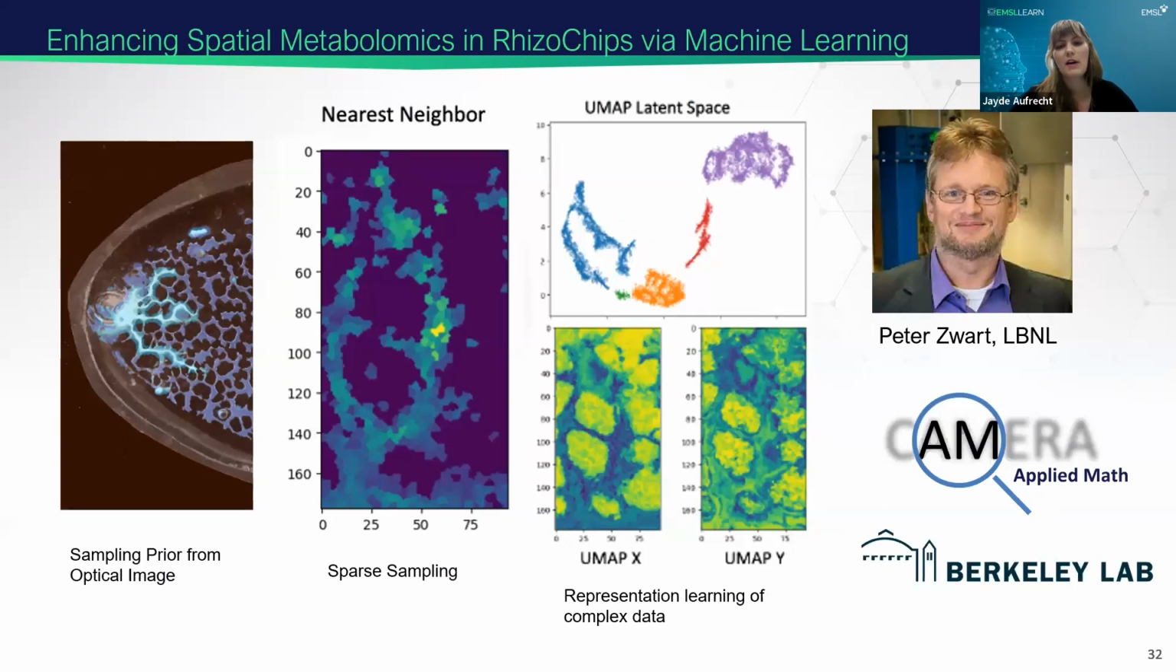So we've been working with Dr. Peter Zor at Berkeley Lab and a part of Camera to try to reduce this data dimensionality and understand the correlation between different metabolites and organisms, also using machine learning methods, and also to help make the mass spec data analysis and acquisition more efficient so that we can get more samples through.